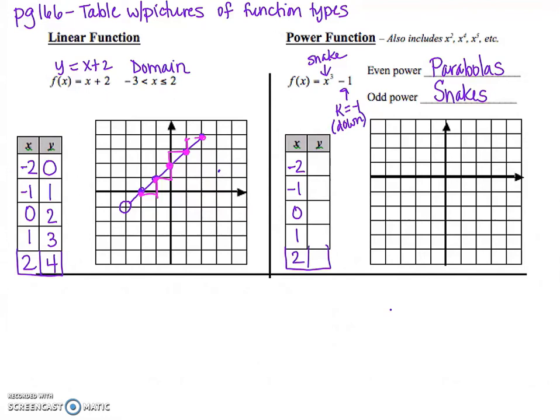I call that my fave 5 when I'm graphing. Those are always good x values to choose. So if we plug those in, -2 cubed is -8, minus 1 is -9. -1 cubed is -1, minus 1 is -2. 0 cubed is 0, minus 1 is -1. 1 cubed is 1, minus 1 is 0. And 2 cubed is 8, minus 1 is 7.